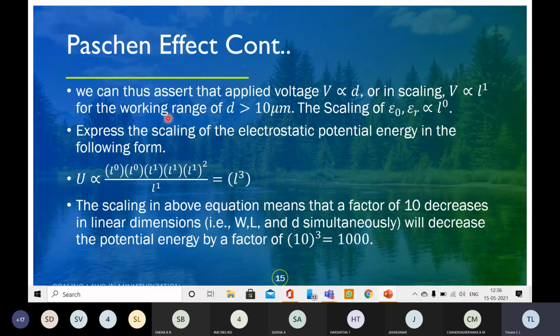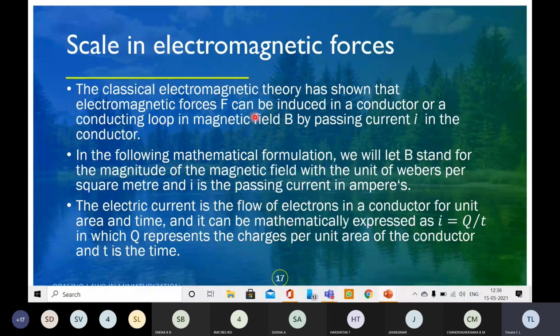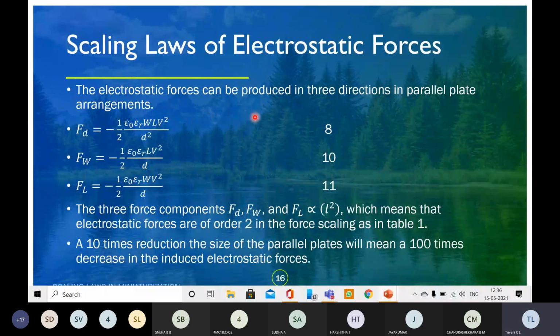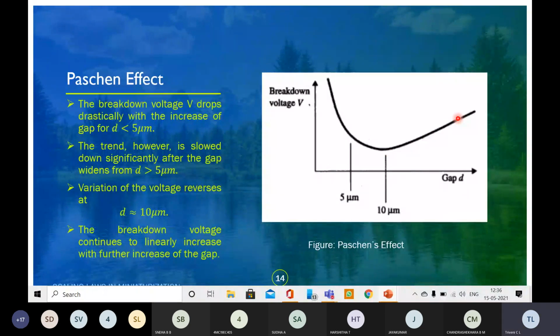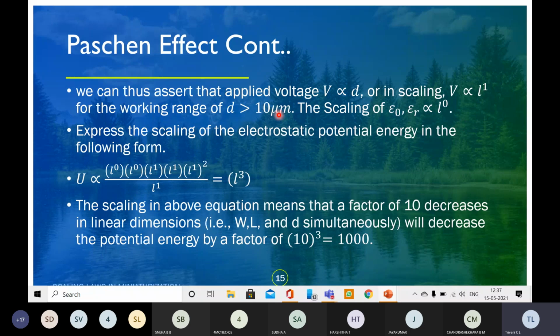So what we'll do, we'll take the working range. What would be the working range here? We have to take the working range where D should be at least greater than 10 micrometer. You can see that if you take D greater than 10 micrometer, then automatically there will be linearity: as you increase the gap, there will be a linear increase in the breakdown voltage here. So we'll take that into effect. We'll take the working range where D is greater than 10 micrometer, and the scaling value.